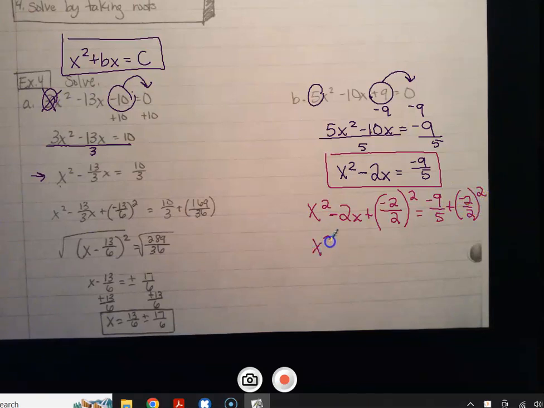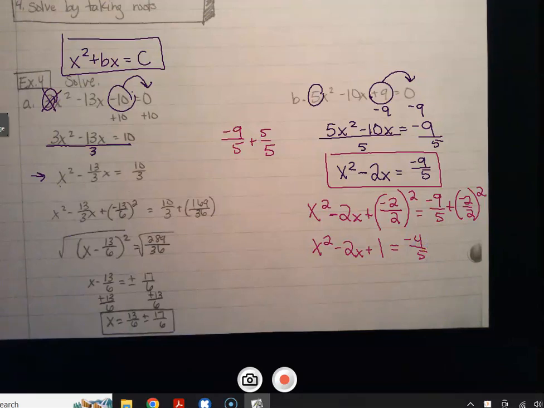Okay, so then we've got x squared minus 2x plus negative 2 over 2, you said is negative 1. Negative 1 squared is 1. Awesome, perfect. So what's negative 9/5 plus 1? Remember, negative 9/5 plus 5/5. It would be negative 4/5. Okay. All right. So we've got this. Now we're ready to factor it.